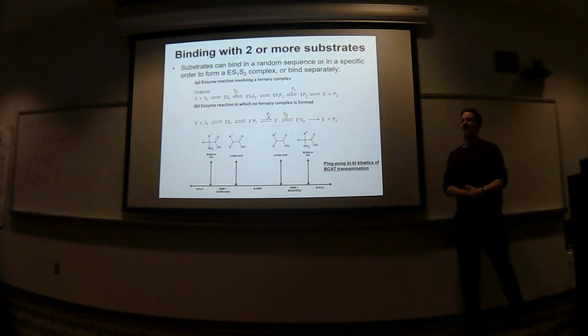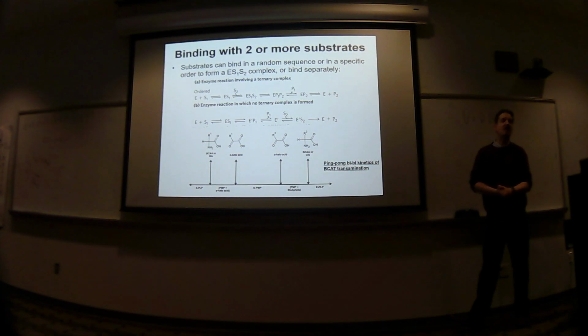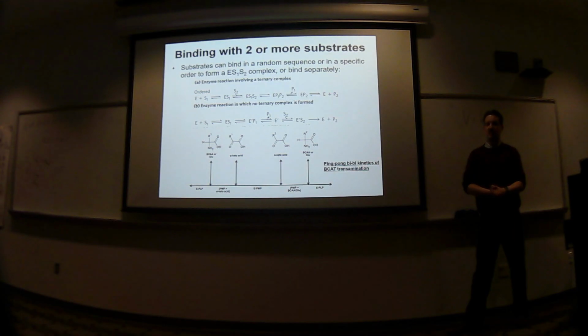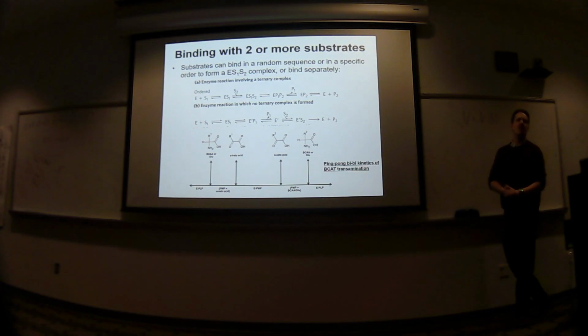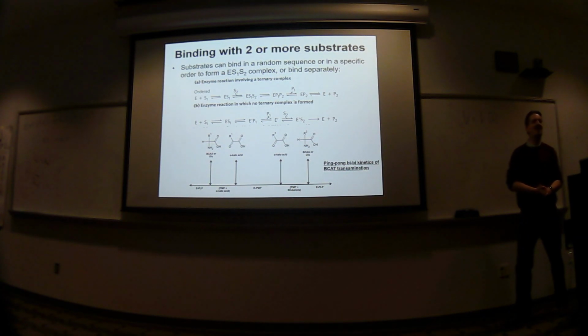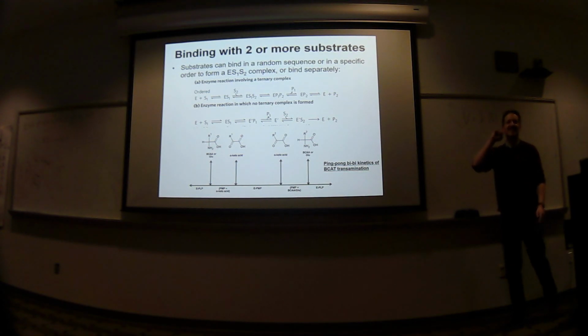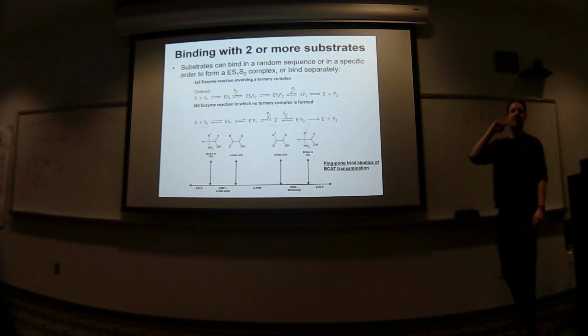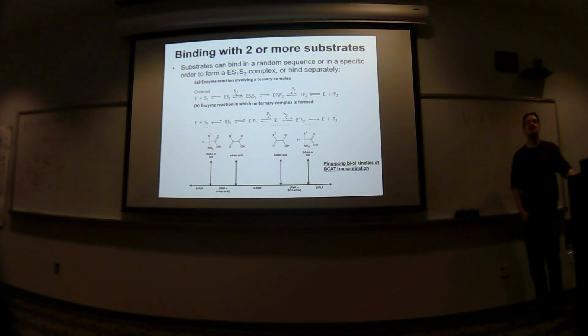An example of that would be, for instance, step 1 of the TCA cycle. Does anyone remind me, what's step 1 of the TCA cycle? Yes, that's part of it. Sorry? Oxaloacetate and acetyl-CoA. Yeah, citrate synthase. Citrate synthase, oxaloacetate and acetyl-CoA come together to form citrate.